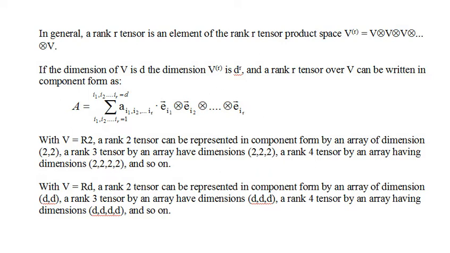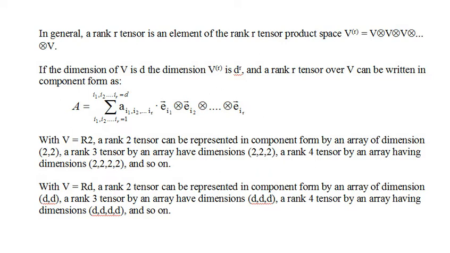With V being a D-dimensional vector space, a rank R tensor can be written as a sum of basis vectors as shown, with each basis vector in the tensor product space being a tensor product of R basis vectors for V, and with each of the indices for the terms in the sum running from 1 to D. Thus, with V equals R2, a rank 2 tensor can be represented in component form by a 2x2 array, a rank 3 tensor by a 2x2x2 array, and a rank 4 tensor by a 2x2x2x2 array, and so on.